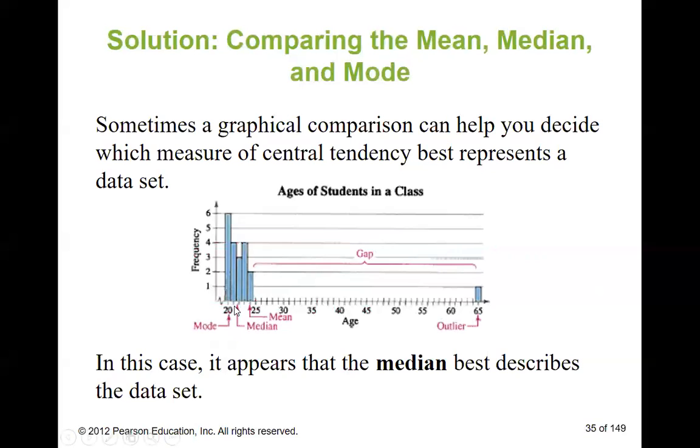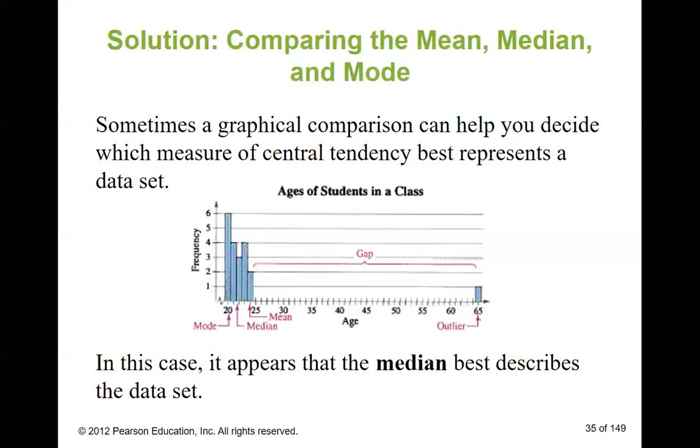Where does the median fall? In the middle. And it would be more representative of the class as a whole because it isn't affected by the outlier, but we still took in every age in the class to calculate the median. You see what I'm saying? That makes it the most typical data entry. Everybody would relate closer to the median as a whole than they would to the others.